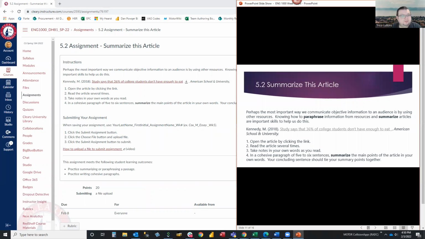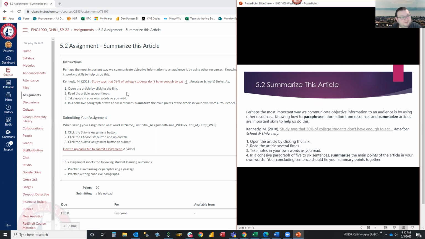So it's basically the same thing that's in the PowerPoint. Probably the most important way we communicate objective information to an audience is by using other resources. Knowing how to paraphrase information from resources and summarize articles are important skills that help us do this. So there's a link here by Kennedy, and you can download that. You want to open this article by Kennedy by clicking on the link. You want to read the article.